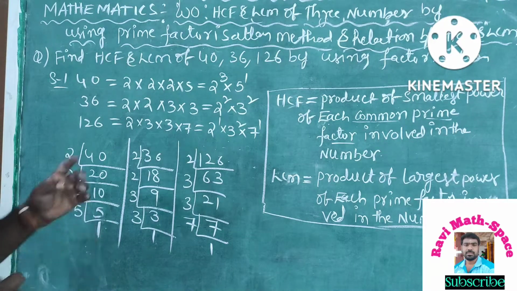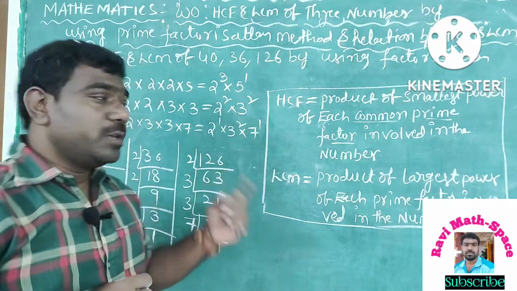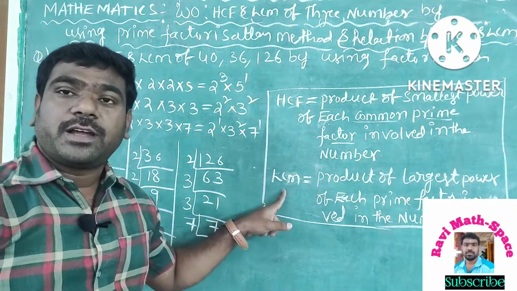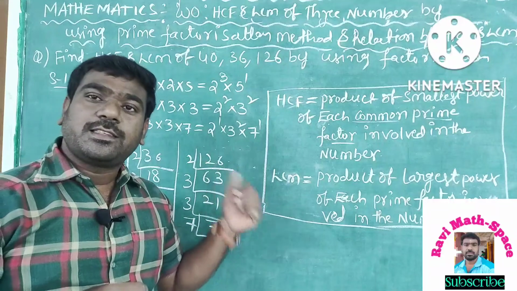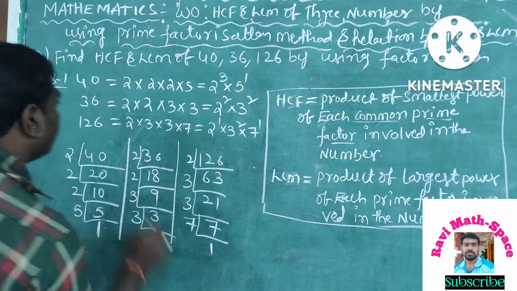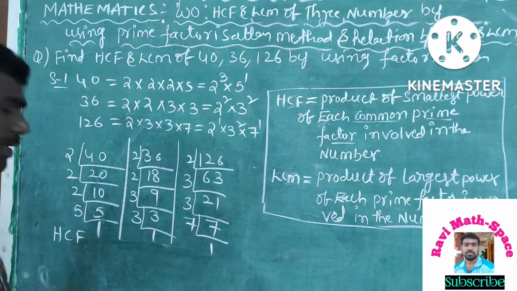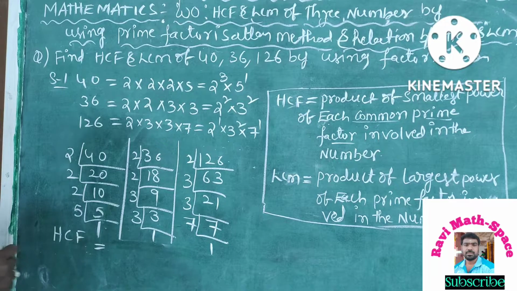Next we are going to apply the second step. What is the second step here? By using the HCF and LCM formulas, we have to find the HCF and LCM. Okay, next find the HCF. HCF is equal to what here?